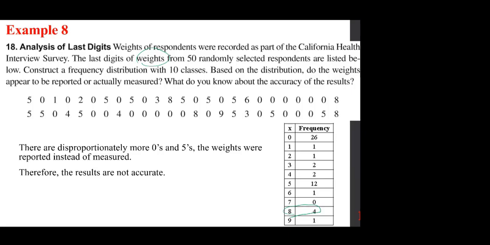How come we have so many zeros? If the weight is normally distributed, then zeros and 1s and 2s and 3s and 4s must be close. They can't be that we have too many zeros. Okay, I hope this answers the question.